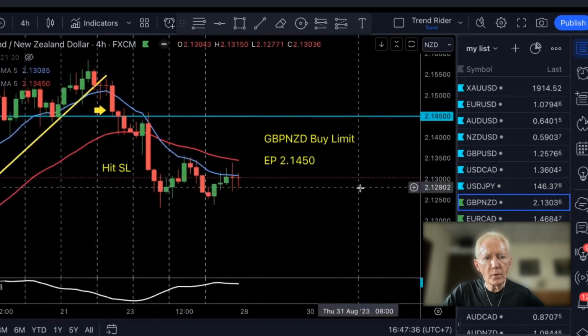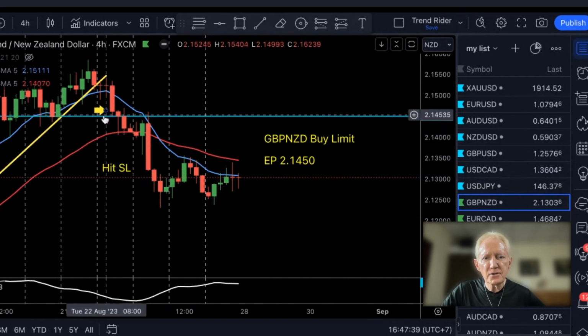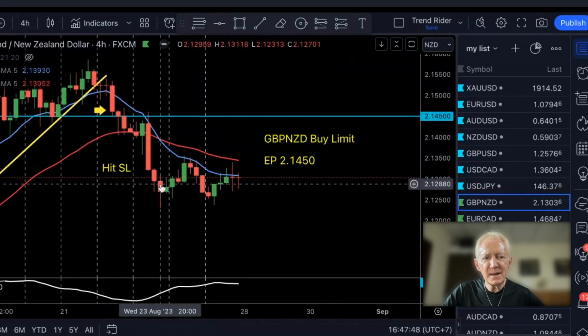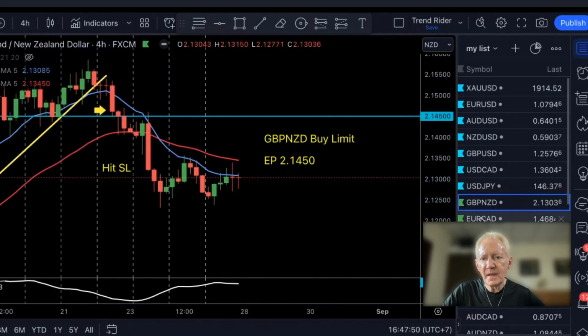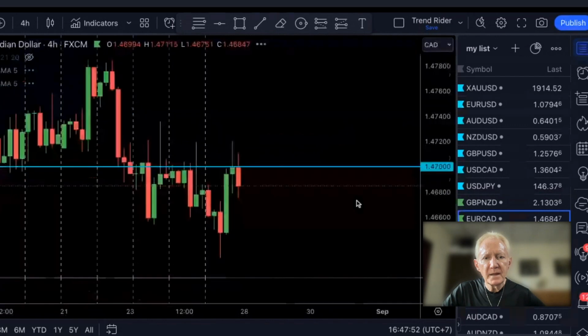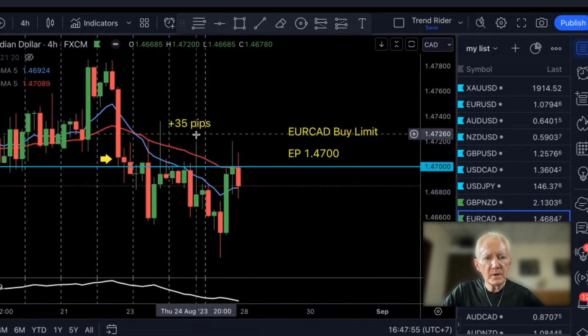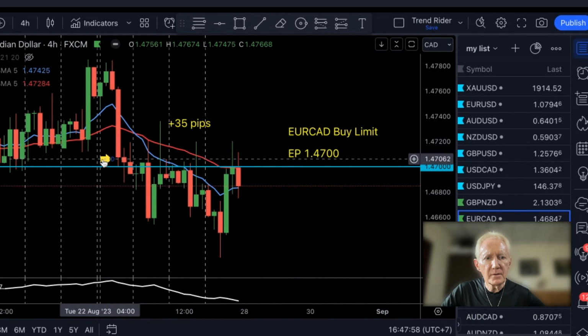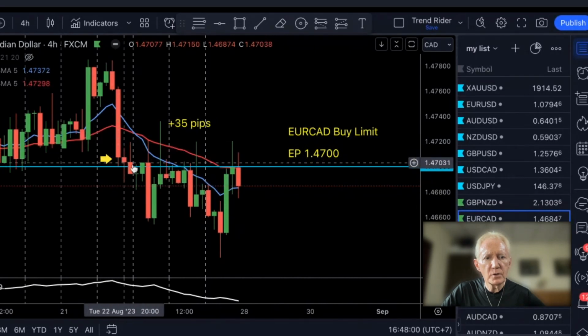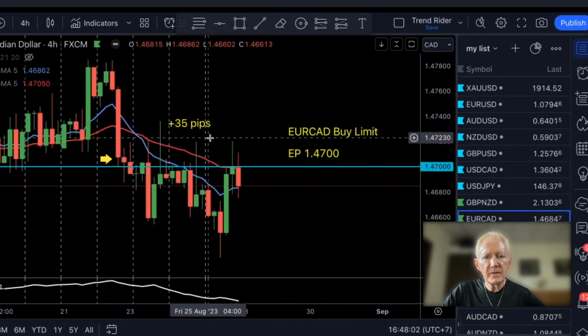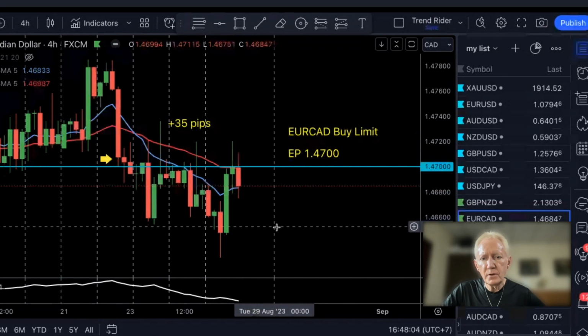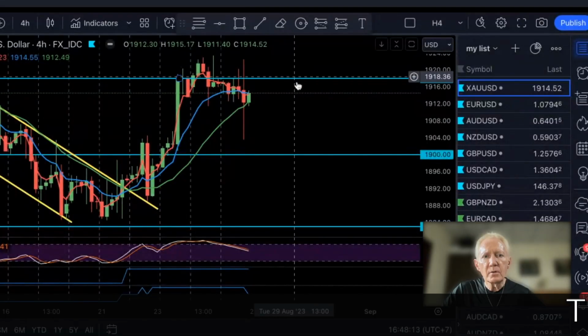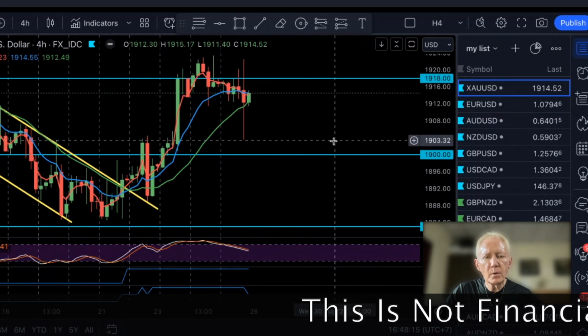The pound New Zealand, unfortunately, hit our stop loss. The buy limit, which I shared with you, opened, and then it just never went the right direction at all. It just came down, down, down, and hit our stop loss. And the Euro CAD got a little bit out of that one. It opened on Tuesday, and then on Wednesday got 35 pips on the Euro CAD. So now let's look at the pending orders that I have in place.